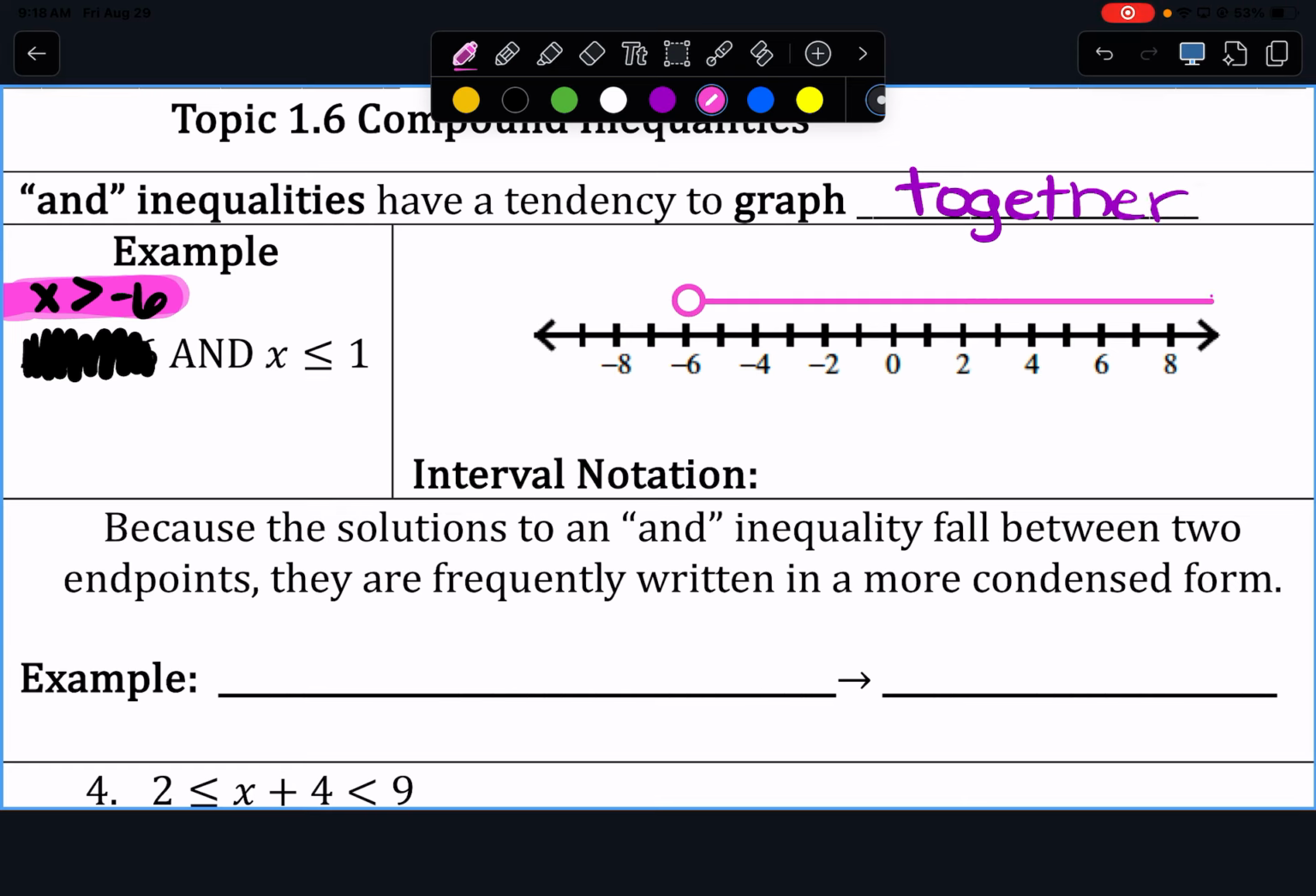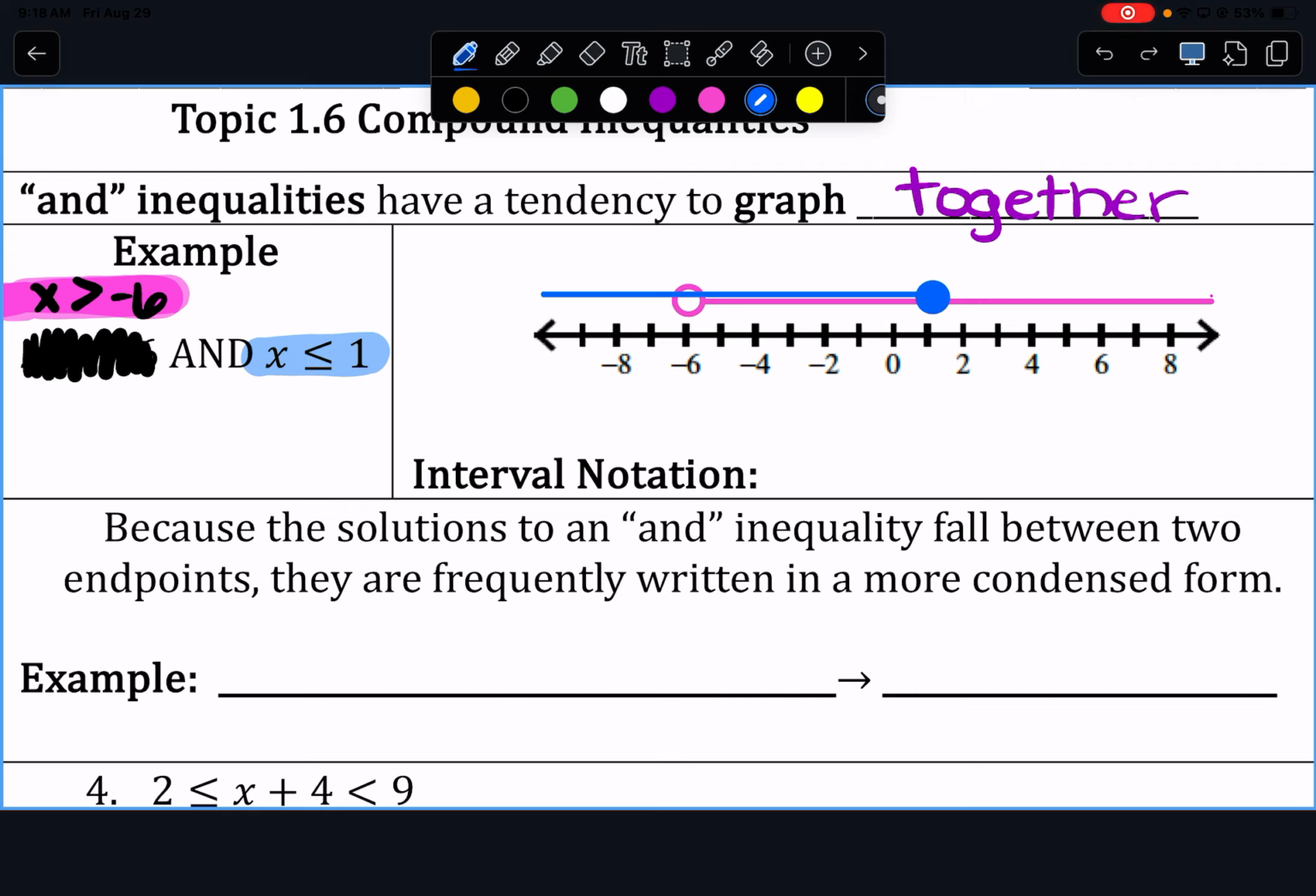Now, we're going to do the second piece. So we're going to look at x is less than or equal to 1. So at 1, do I need an open or a closed circle? And then does it need to go to the right or to the left? To the left, because it is less than. So that is what our picture looks like there.